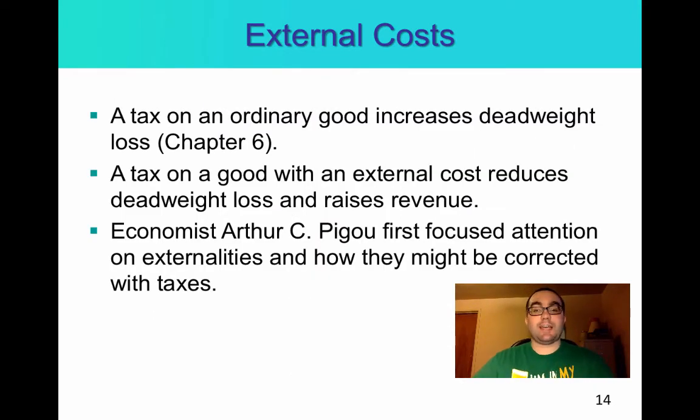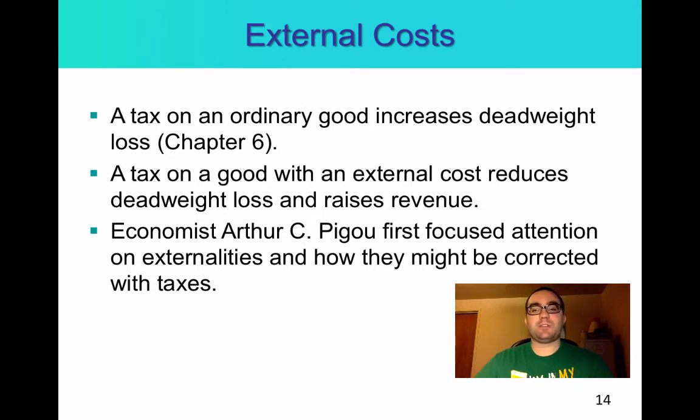So we know that a tax on an ordinary good increases deadweight loss. We talked about that in chapter 6. We showed how you would have tax revenue, producer and consumer surplus, and when a tax is imposed, everyone is worse off besides the government. So now, let me throw this out a little differently to you.